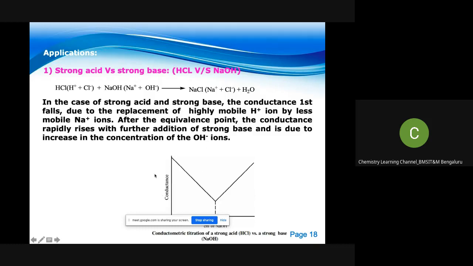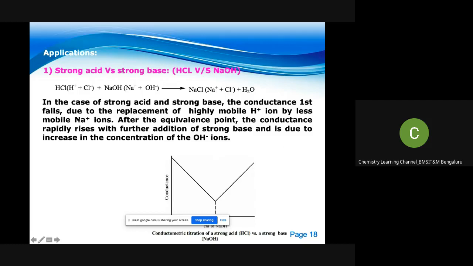So when I plotted the graph of conductance versus volume of NaOH, I saw that initially the conductance value goes on decreasing up to a certain point. And after that point, it will go on increasing. So why is this happening? Why did the conductivity value decrease first, and after a certain point, why did it increase?